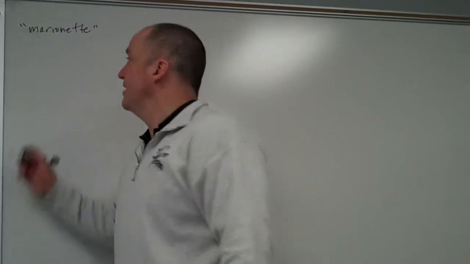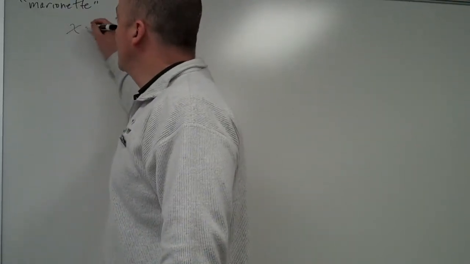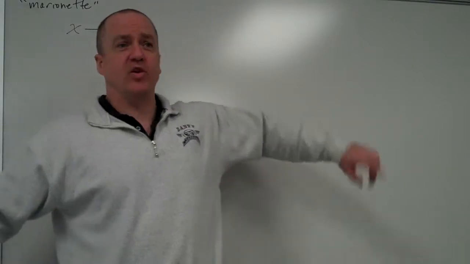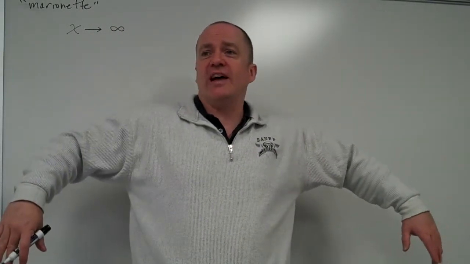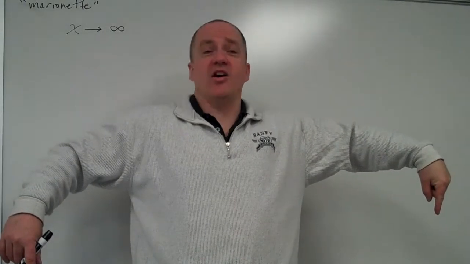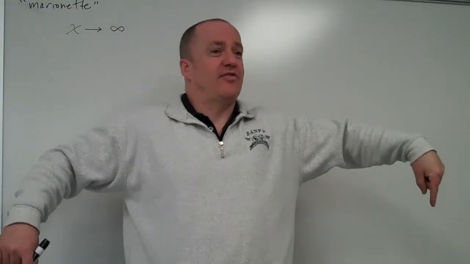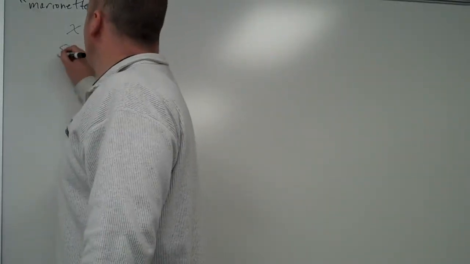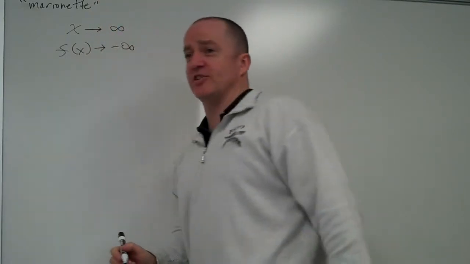I'll draw it at the end, but as x goes as far to the right as you can imagine, that's your right over here. On a marionette, what is y doing? Going down. How long? As far as you can imagine. Negative infinity. So as x goes as far to the right as you can imagine, y goes down as far as you can imagine.